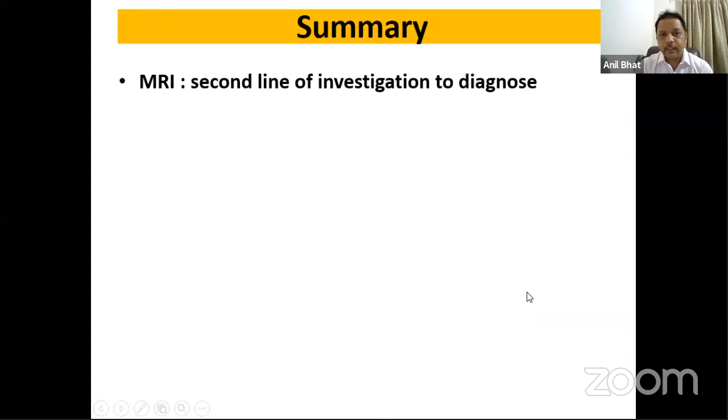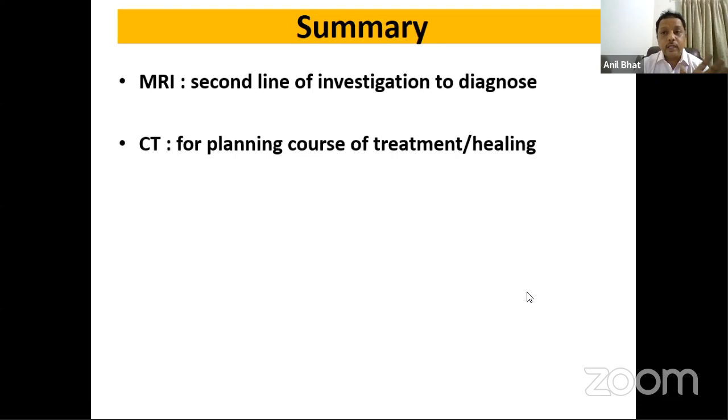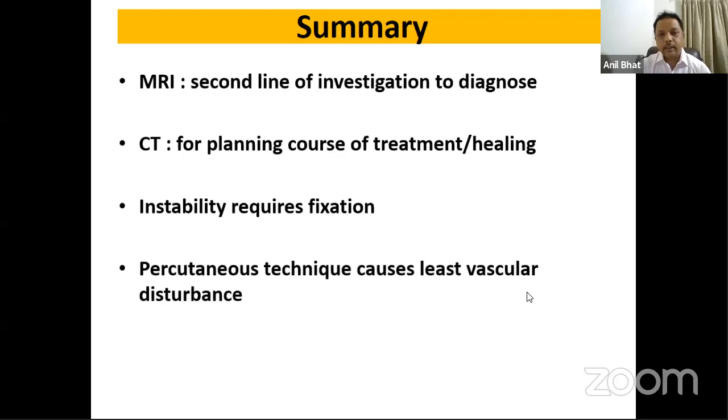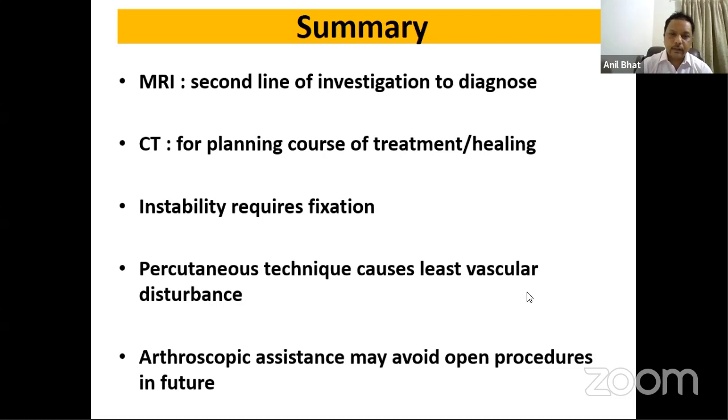To summarize, MRI should be the second line of investigation to diagnose occult fractures when you don't see the fracture line on x-ray. If you see the fracture line on x-ray, CT would be better for planning the course of the treatment and later for healing also. Instability, you know what is stable, what is unstable. Whenever you see unstable fractures, treat operatively. Percutaneous technique causes the least vascular disturbance, and arthroscopic assistance may avoid open procedures in future.